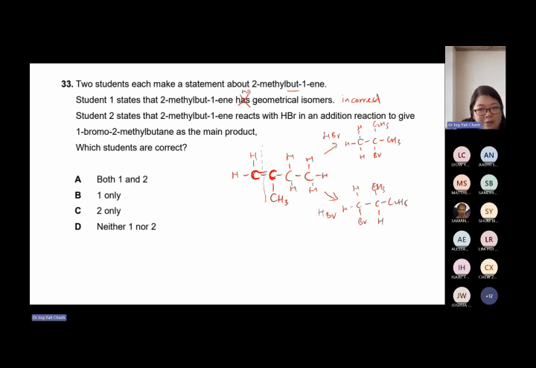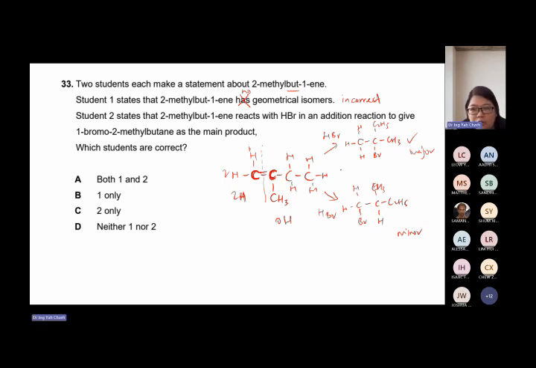Now Markovnikov's rule says that hydrogen is added to the carbon that has more hydrogen initially, right? Initially this carbon has 2 hydrogens, 1, 2. The carbon on the right has no hydrogen. We only look at hydrogen that's directly bonded to the carbon. So here 2 hydrogens, there 0 hydrogen. So the major product will have the hydrogen bonded to the carbon with more hydrogen, which is the carbon on the left. So this is the major product, and this is minor.